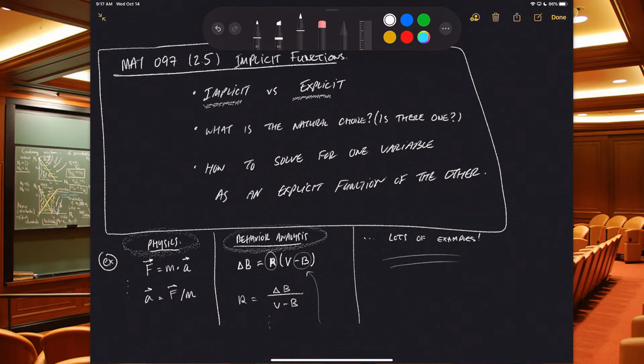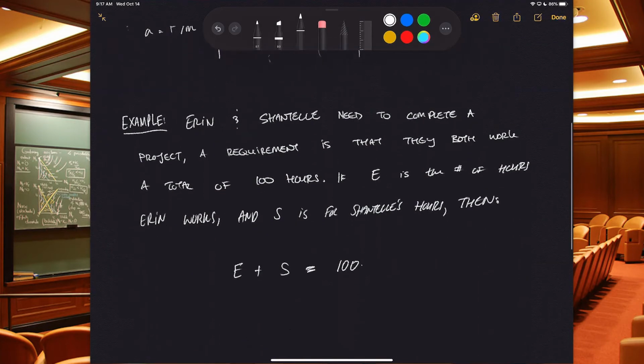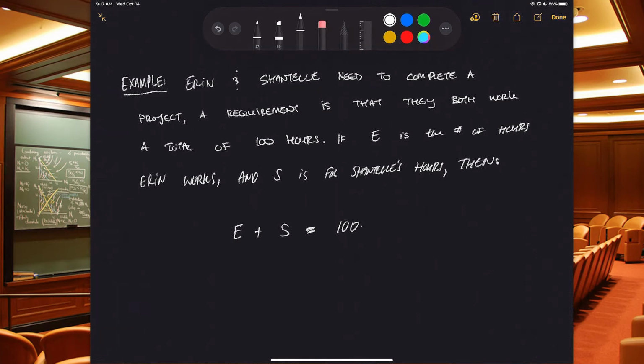So sometimes there's a more natural choice of how to express a function as explicitly a function of another variable, and sometimes there's not. So let's take a look at an example here. Let's say we have a situation where Aaron and Chantel need to complete a project, and the only requirement, or one of the requirements, is that they both work a total of 100 hours on it. So if E is the number of hours that Aaron works and S is the number of hours that Chantel works, then we know that E plus S must equal 100.